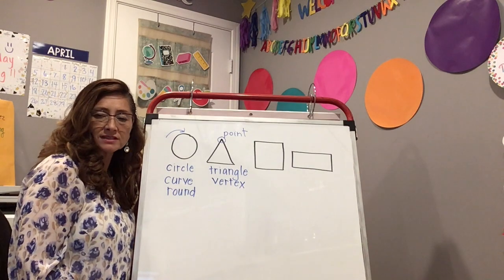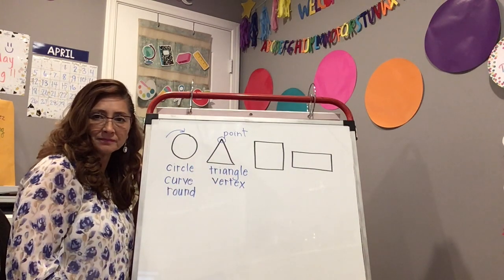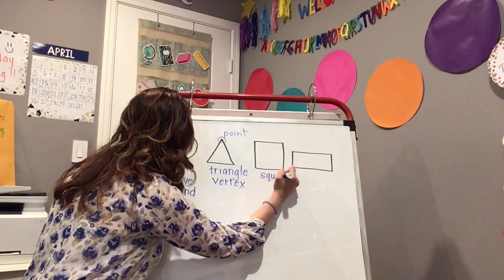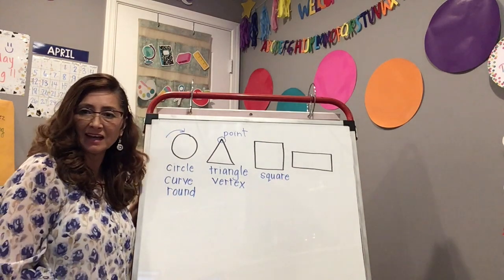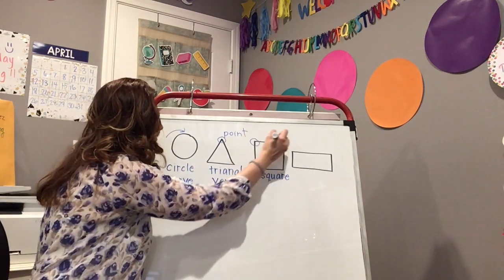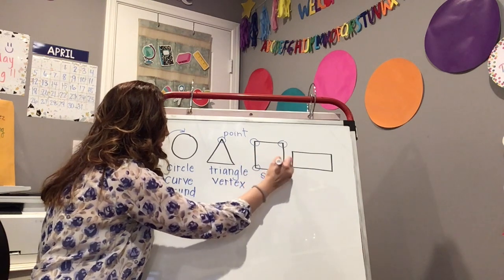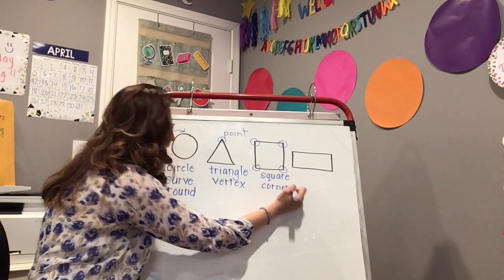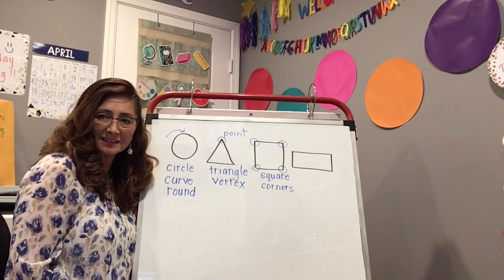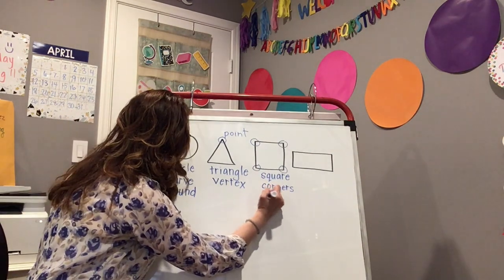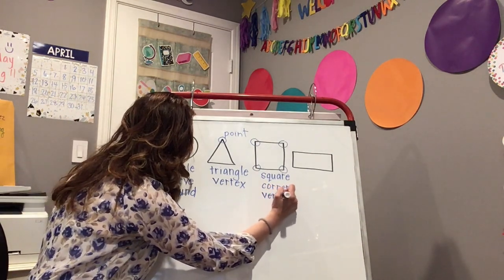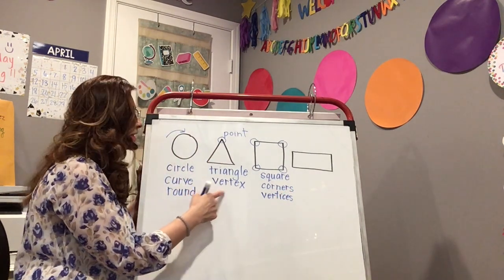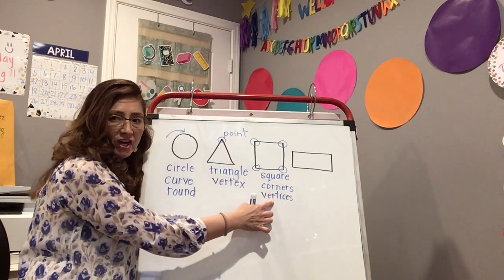Very good. Now, let's take a look at this shape. Can you think of some words that can help you describe that shape? Yes, that's right. Square. Anything else? That's right. Corners. Do you remember the other name for corners? That's right. Vertices. One corner or one point is a vertex. Two or more are vertices.